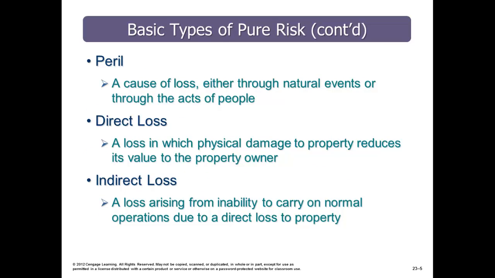Some other definitions: peril is the cause of loss, either through natural events or through the acts of people. Direct loss is a loss in which physical damage to property reduces its value to the property owner. So if I have a piece of equipment or a building that's damaged in a storm, then that's a direct loss. But then there's always indirect loss associated with that too, because now I'm perhaps prevented from building or supplying product to my customers, and so now I have an indirect loss. It's the loss from the inability to carry on your normal operations.